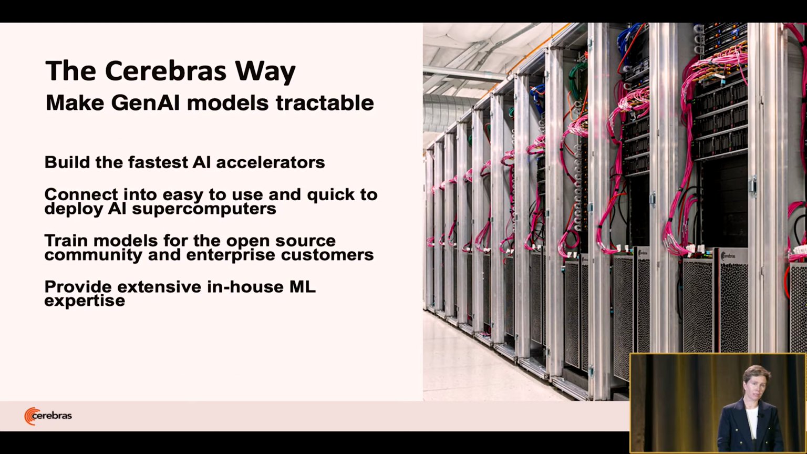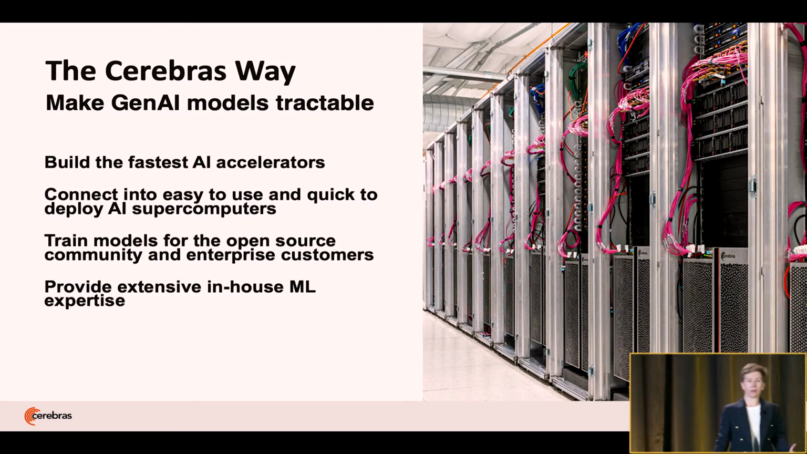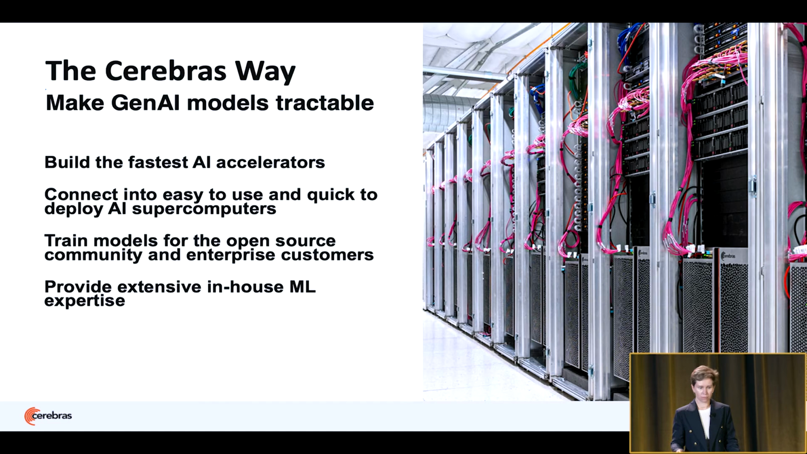At Cerebras, one of our goals, or the only goal, is to make those large models more tractable. And we do that across multiple streams. We build very large processors. We build the largest and fastest AI accelerators. We connect them into clusters, and one of the main advantages, which I will spend some time talking about, is we make them really easy to use.